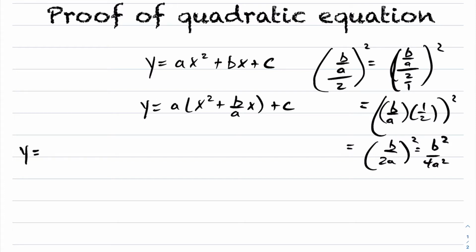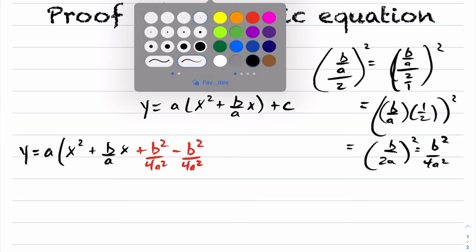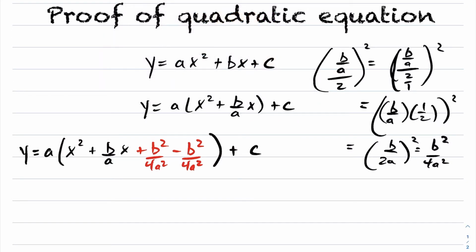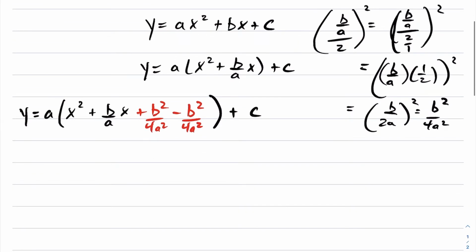So we've got y equals a times x squared plus b over a x, and then I'm going to go ahead and add b squared over 4a squared, subtract b squared over 4a squared. And notice here, I'm just going through the exact process of completing the square, but we're doing it with letters here instead of numbers. So now, just like when you're normally completing the square, these first three terms will factor into a perfect square. So the square root of x squared is x, right?